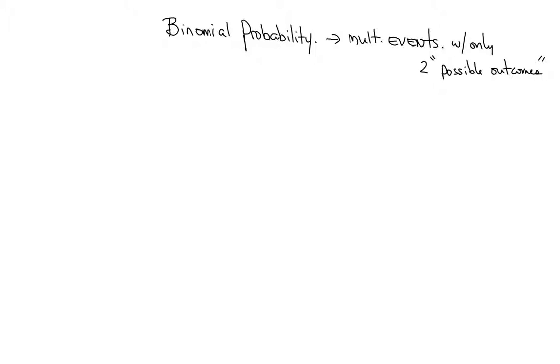There's no third possibility. But this can also apply to events that can be thought of as two possible outcomes, even though there may actually be more. Let me give you an example. You roll a six-sided die. If we're looking at the probability of getting, you roll it 10 times. We want the probability of getting 6 fours.